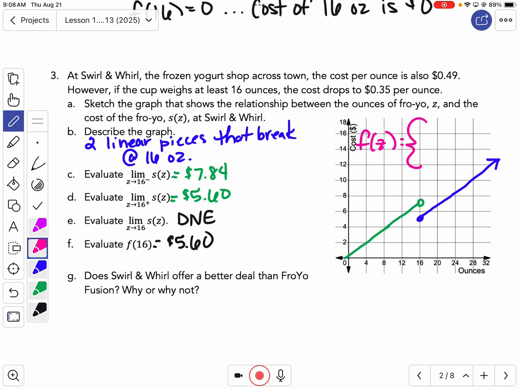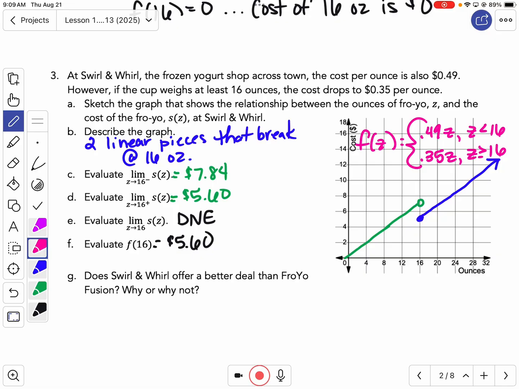Okay. So before I get to 16, I'm sticking with the 0.49. So that's true when Z is less than 16. Right? When I get to exactly 16, so greater than or equal to 16, it jumps up to that 0.35. Okay. Would we say this is continuous or discontinuous? Discontinuous. All right, it would for sure be discontinuous.